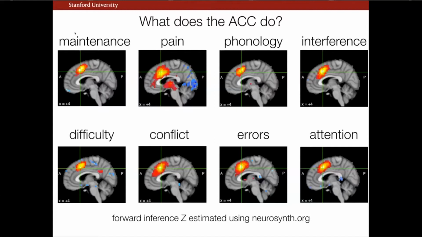And so that suggests that the strategies that we've been using for neuroimaging are problematic in trying to really understand the function of a particular brain area. And I'll come back to this.